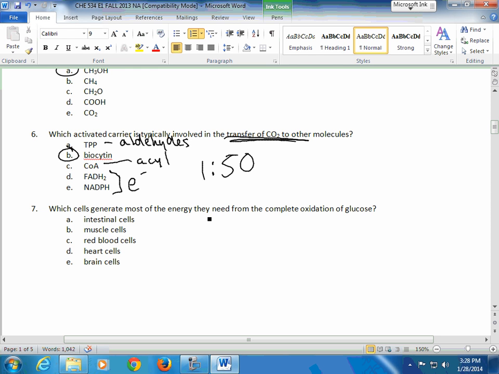Which cell generates most of the energy they need from the complete oxidation of glucose? It's going to be your brain cells. Brain cells can use a little bit of ketones as well, but they're using mostly glucose. They can't use fatty acids. Red blood cells use only glucose, but it's incomplete oxidation. It only goes to lactate. And then these other 3 use a combination of glucose, fatty acids, proteins.